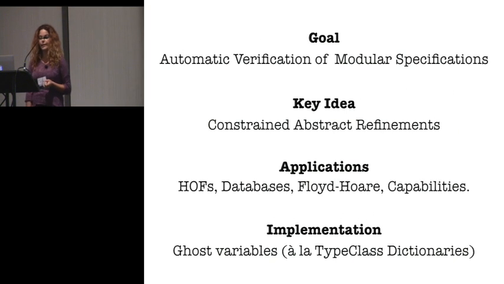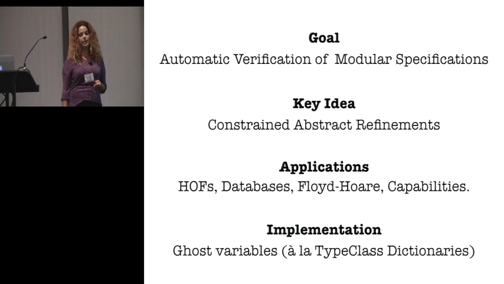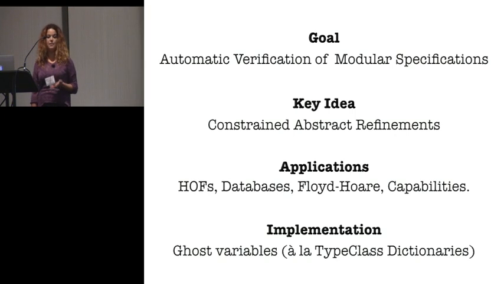So my goal was to have automatic verification of modular specifications. And to achieve this goal, I used constrained or bounded abstract refinements. So bounded refinement types turn out to have a lot of applications, including higher order specification and verification of higher order functions, database, and Floyd-Hoare logic in the state monad. And implementation is quite easy because bounds just desugar to ghost variables in a way similar to Haskell dictionaries.